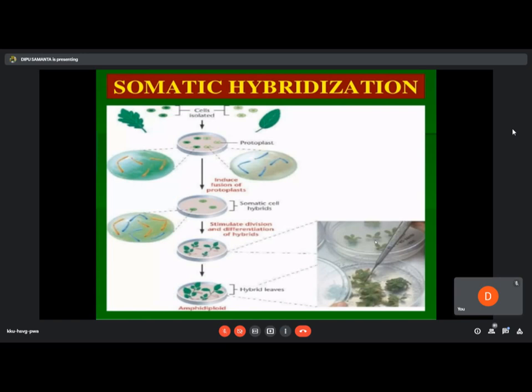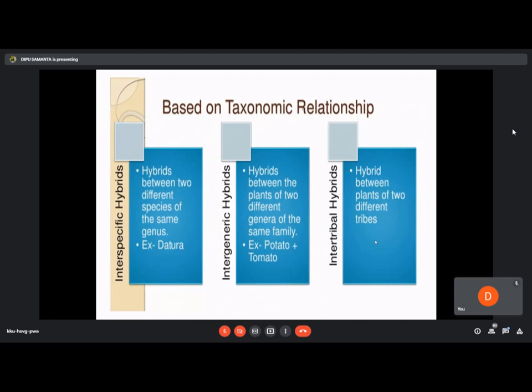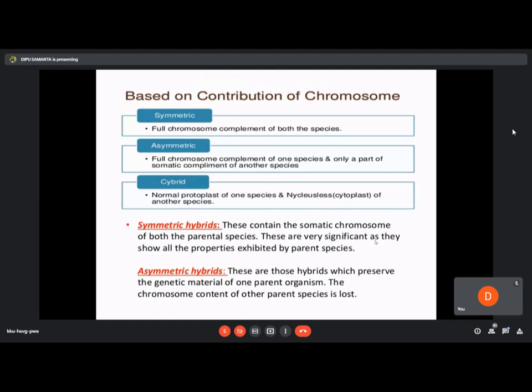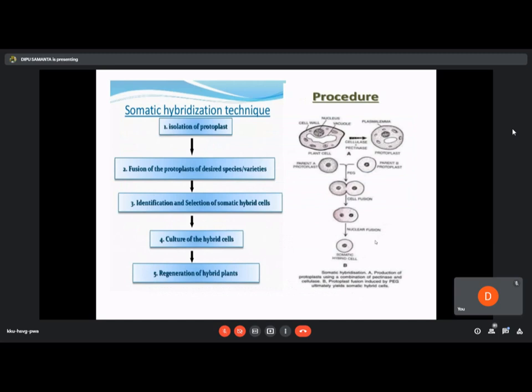Now, coming to the different types, based on the taxonomic relationship, somatic hybridization can be interspecific, intergeneric, and intertribal. Hybrids between two different species of the same genus are interspecific, hybrids between two different genera are intergeneric, and hybrids between two plants of two different tribes are intertribal. Another type, based on the contribution of chromosomes, can be symmetric, asymmetric or cybrid. I will go into cybrids in detail later. This is a short representation of the somatic hybridization technique: first the isolation of protoplasts, second the fusion of protoplasts, third the identification and selection of somatic hybrids, then culture, then regeneration.